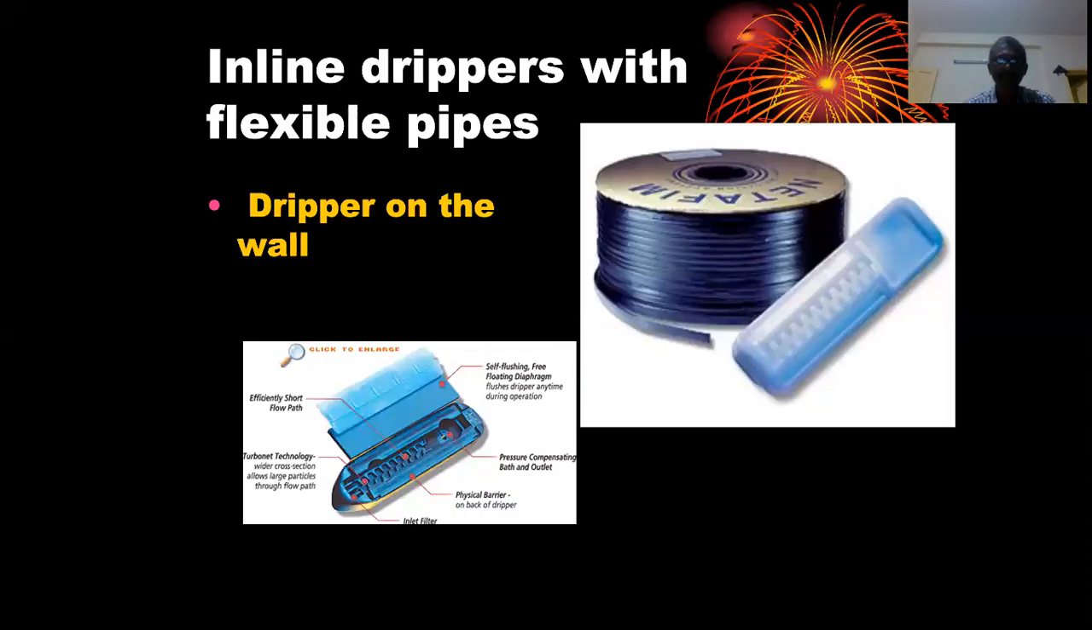Inline drippers are, in the case of flexible pipes, there are also kinds of flexible pipes used as laterals. On the flexible pipe wall, the drippers are placed, and these are less costly than the thick pipe inline laterals.